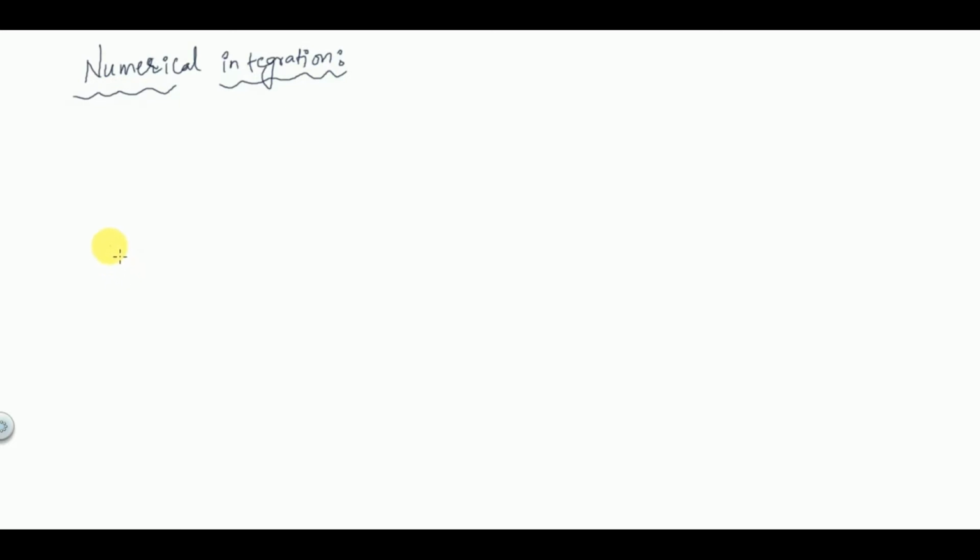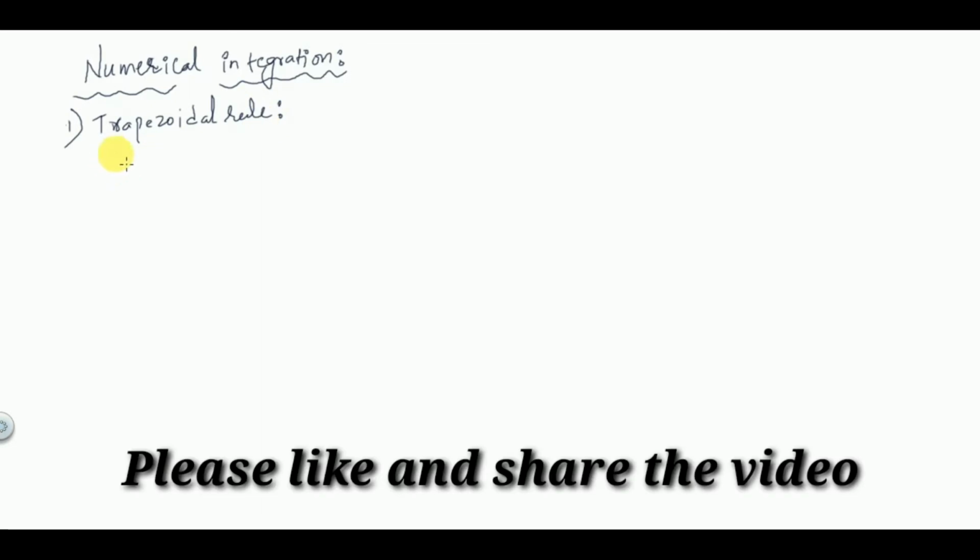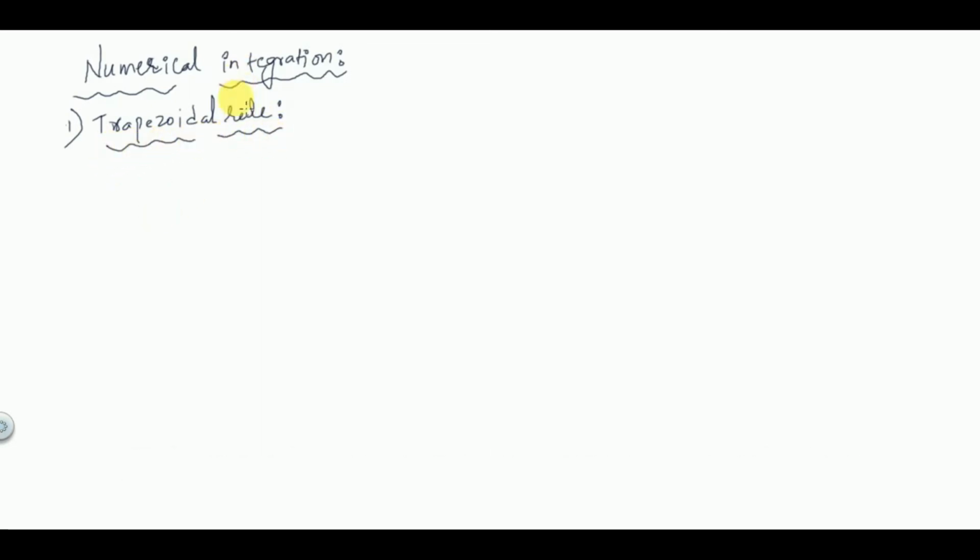As I've told you, numerical integration consists of three concepts. One is the trapezoidal rule, second is Simpson's 1/3 rule, and third is Simpson's 3/8 rule. We'll discuss one by one what the formula is in each concept. So first is the trapezoidal rule.